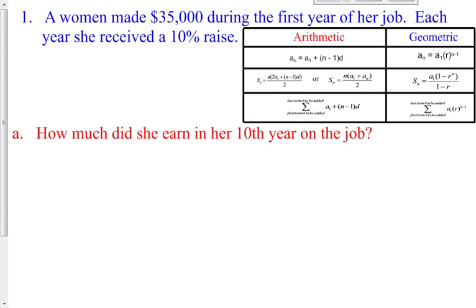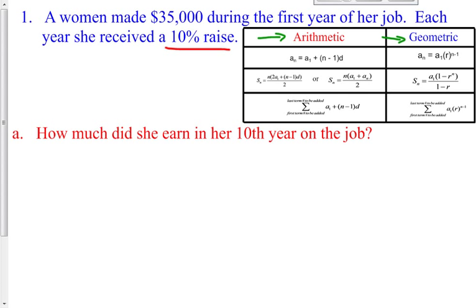Number one, a woman made 35 grand her first year on the job. Each year, she received a 10% raise. Okay, so how much did she earn in her 10th year on the job? So after she has been working for 10 years, what's her salary if she receives a 10% increase in her pay? So the first thing we have to understand is, is this arithmetic or is this geometric?